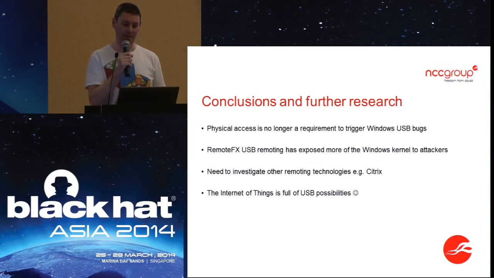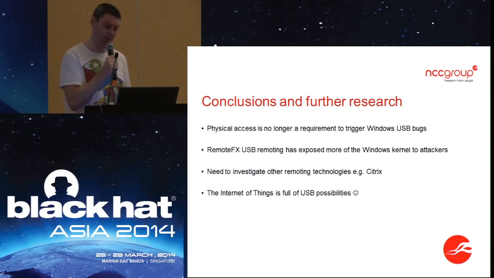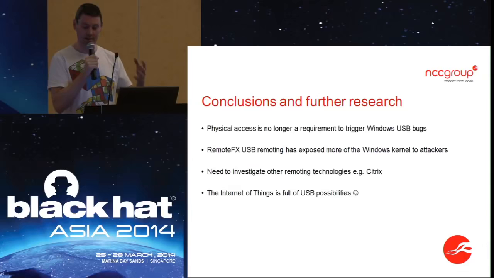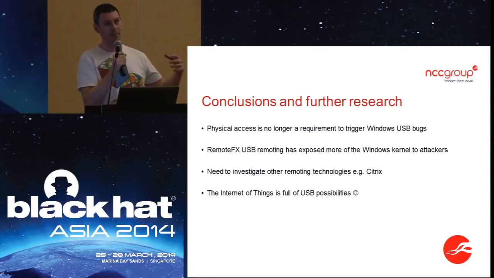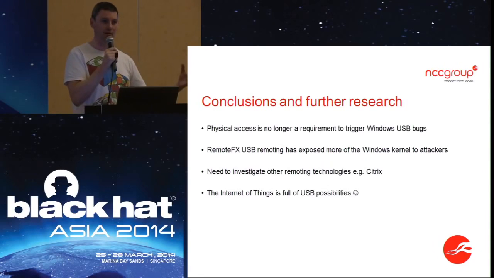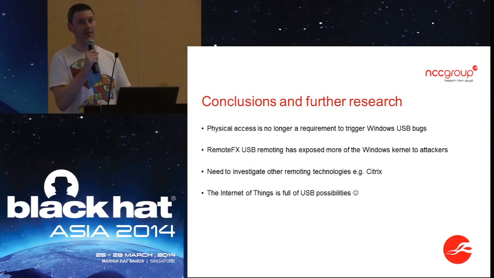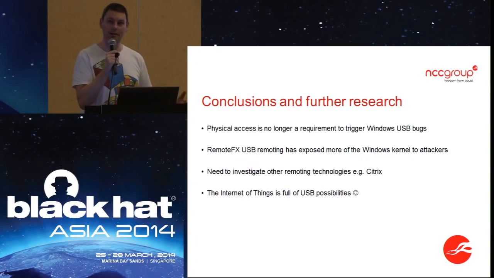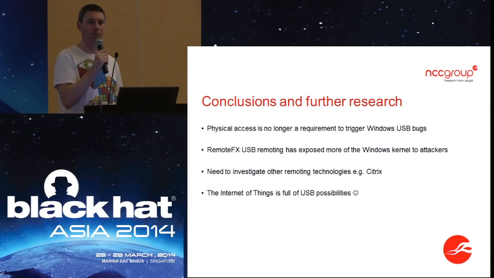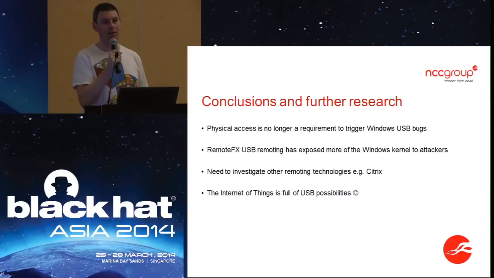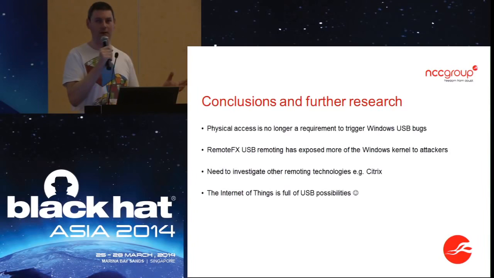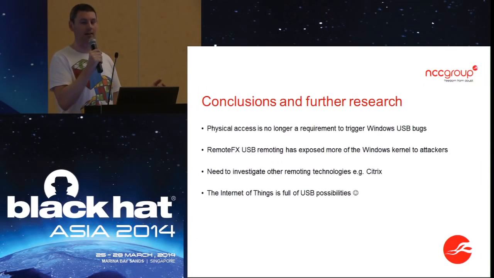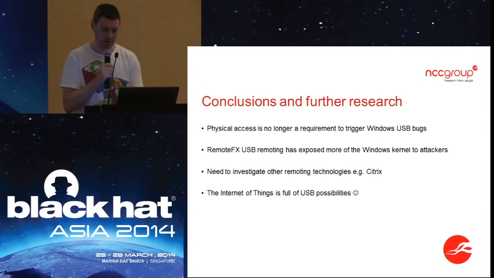And the Internet of Things is full of USB possibilities. Basically, I've taken UMAP, and because it's completely host independent, you can test any USB host out there. Anything that's got a USB port on it and a host stack that processes USB devices, you can test using UMAP. So I'm sure there are thousands of USB host stack parsing vulnerabilities out there that you could probably find using UMAP. So please download it, have a play with it, and find some bugs.